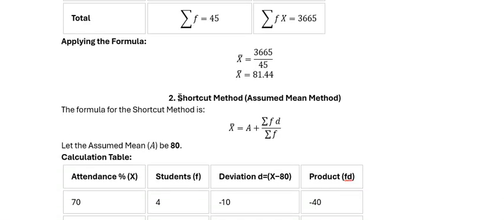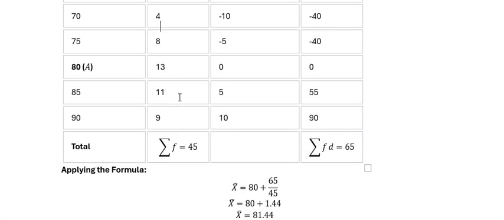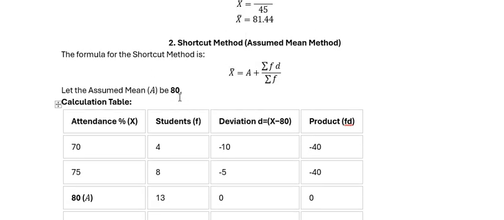Now the same question can be solved by the shortcut method also. We will understand it in a little more detail. So we are going to use the shortcut method. The formula for the shortcut method is x bar is equal to a, where a means the assumed mean, plus sigma fd upon sigma f. Here we are not going to take x; we are going to take the difference or deviation. In statistics we call it difference or deviation. Sigma f is similar to the previous method, that is the total number of students.